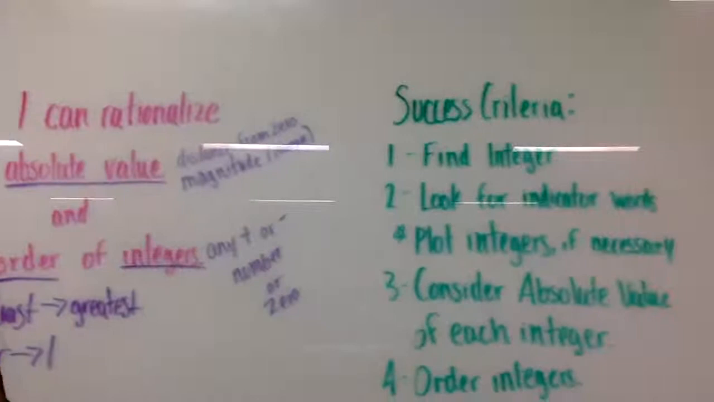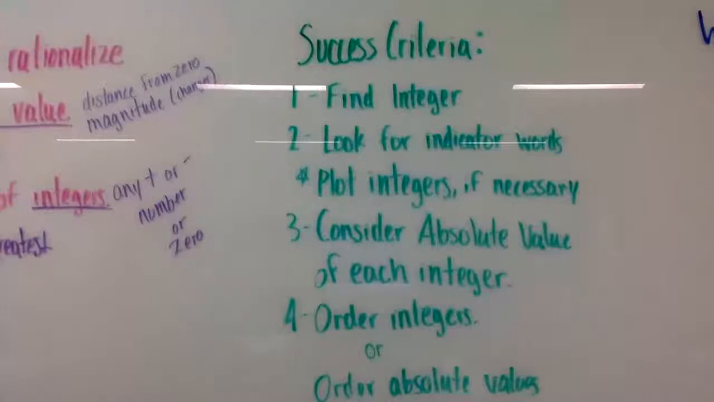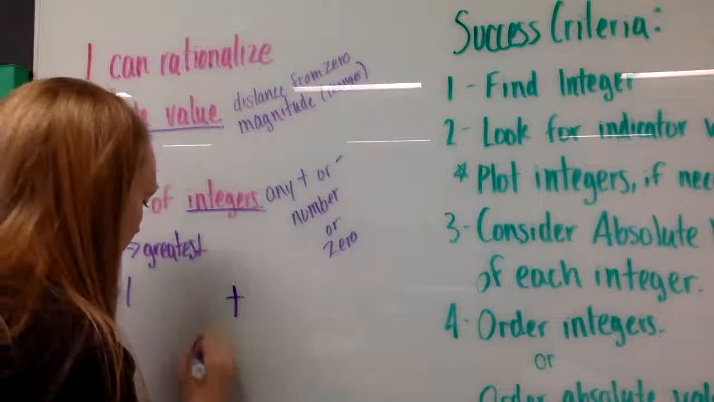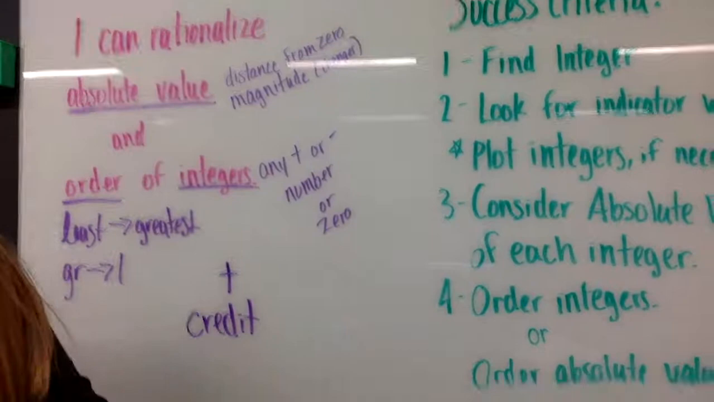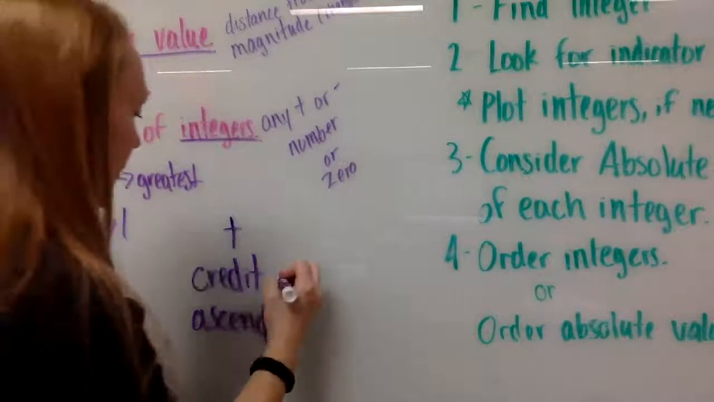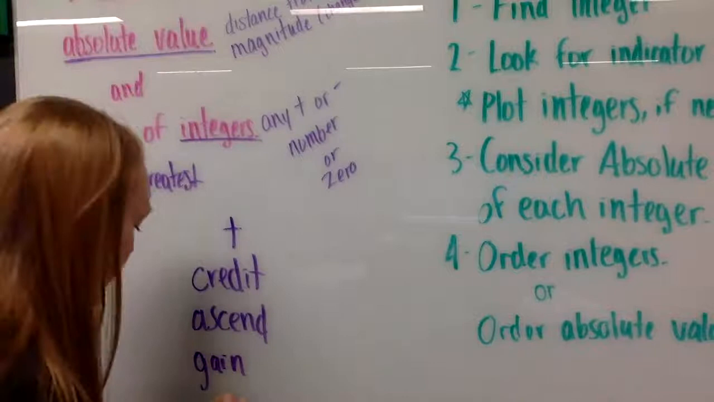Let's look at the success criteria. First of all, find the integer that it's talking about. That's the number. Look for indicator words. So when we were talking about integers, some words indicate positive integer. For example, if you have a credit applied to your account, if you climb a mountain and ascend, if you gain or deposit, those are all indicating a positive integer.